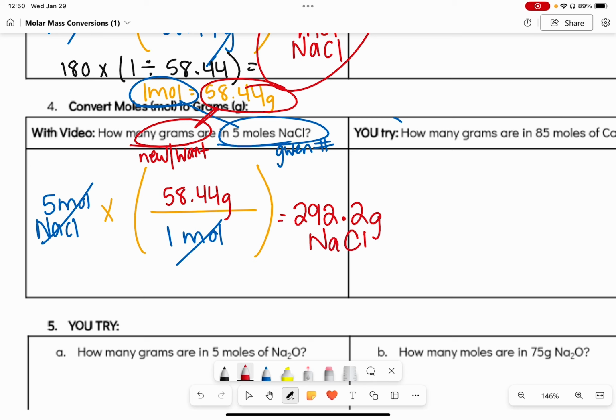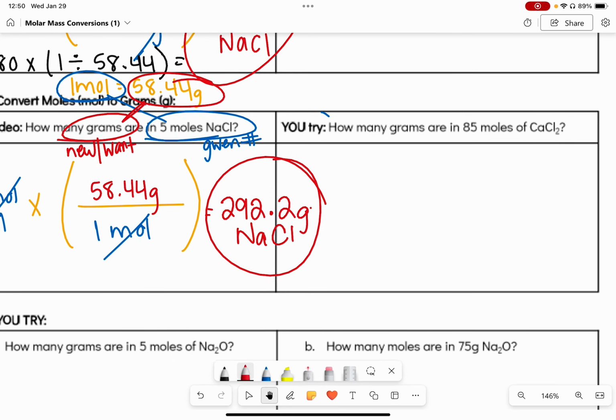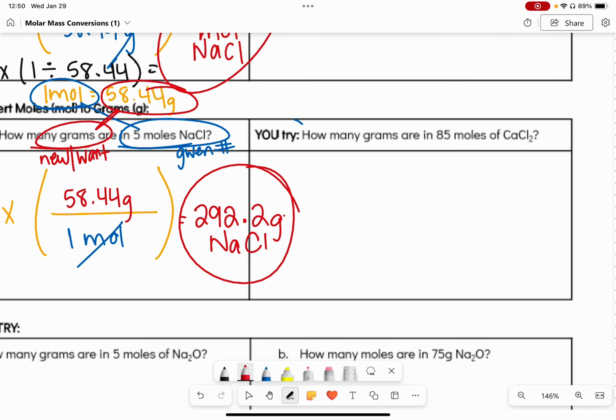Your answer should be 292.2 grams NaCl. Make sure you circle it. I want you to try the question to the right. How many grams are in 85 moles of CaCl2? Do it on your own on your paper and put your answer into the Google form.